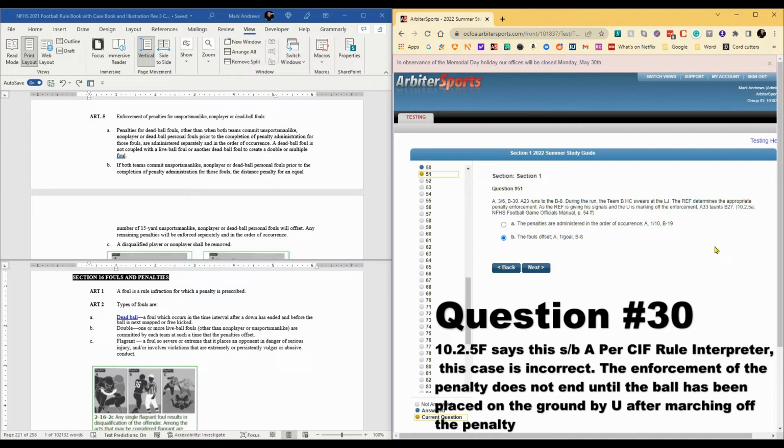And it's a fine line, right? So you got to be aware of this stuff. So in this case, the foul's offset. A 1st and goal at the B8. Answer is B.